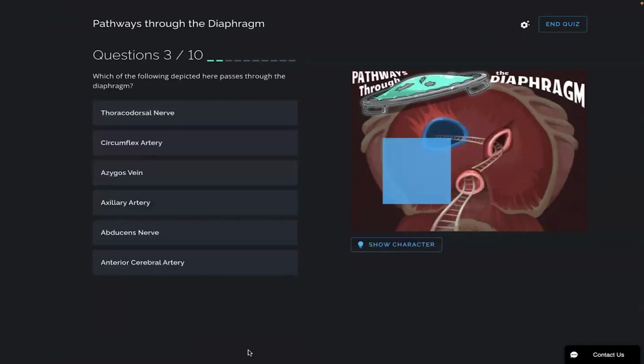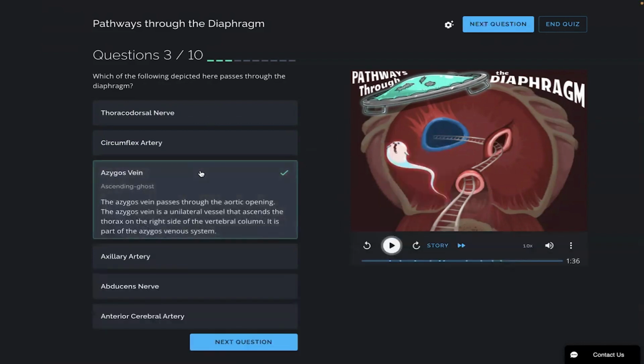Next question. Which of the following depicted here passes through the diaphragm? Okay. And here I remember the ascending ghost Picmonic, so I'm going to go with the azygous vein. The azygous vein passes through the aortic opening. The azygous vein is a unilateral vessel that ascends the thorax on the right side of the vertebral column. It is part of the azygous venous system.